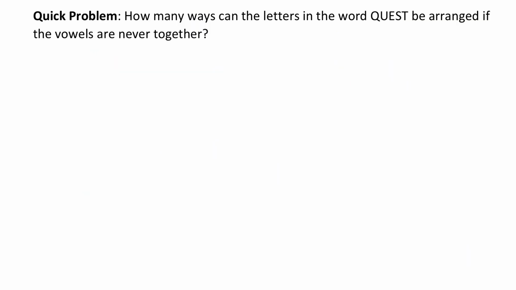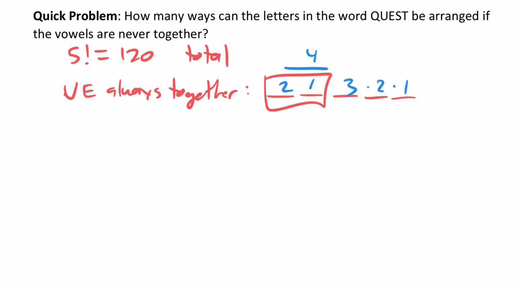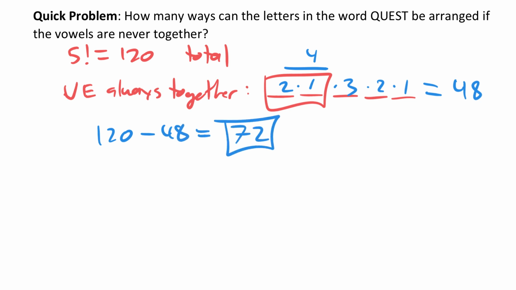Let's try a quick example. How many ways can the letters in the word quest be arranged if the vowels are never together? So go ahead and pause the video and give it a try. All right, we know that there's going to be 5 factorial, which is 120. That's going to be the total ways if you had no restrictions. If the vowels are U and E, if these are always together, that's going to be, well, we draw our 5 blanks, put 2 together, draw an extra blank up here, 2, 1, 4, 3, 2, 1, multiply everything together, that's going to be 48. And so now our answer is 120 minus 48, which gives us 72. So the number of ways the vowels are never together is the total ways, 120, minus the vowels always together, which gives you the vowels never together.